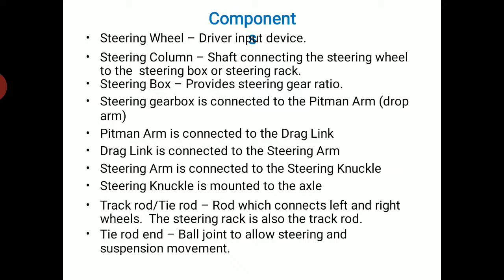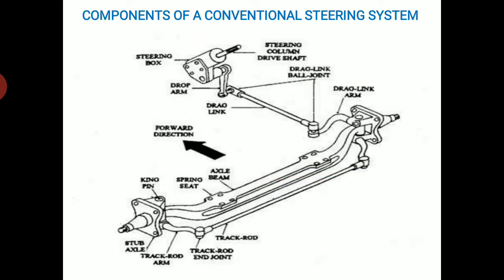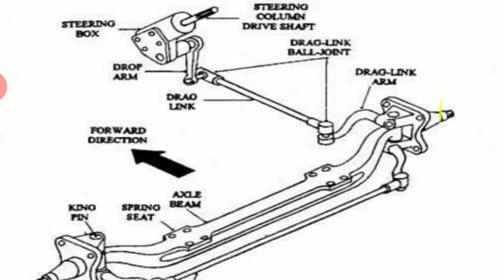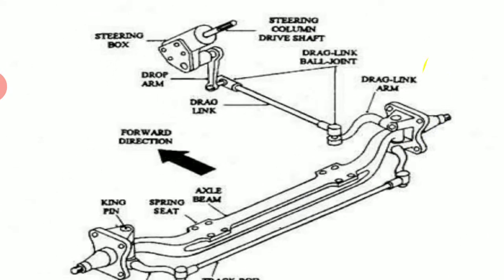The track rod or tie rod is a rod which connects the left and the right wheels. The steering rack is also a track rod. The tie rod and ball joint allow steering and suspension movement. These are the components of your steering system. Now coming to the components, you can see there, this is exactly the movement in the forward direction.